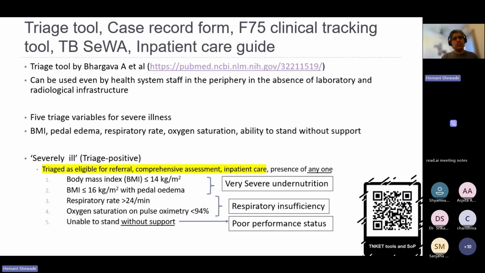And if a person with TB has these 3 conditions, then they may be prioritized for inpatient care. Please note they had also recommended mid-upper arm circumference as one of the triage variables. I'll later share as to why we did not include MUAC as a triage variable. Or if I don't present, please remind me.